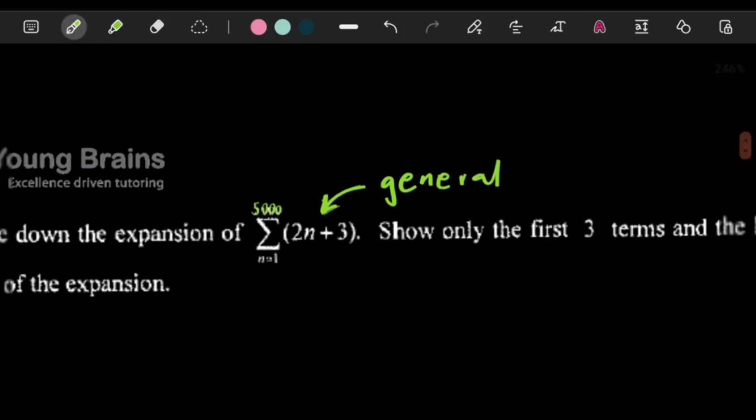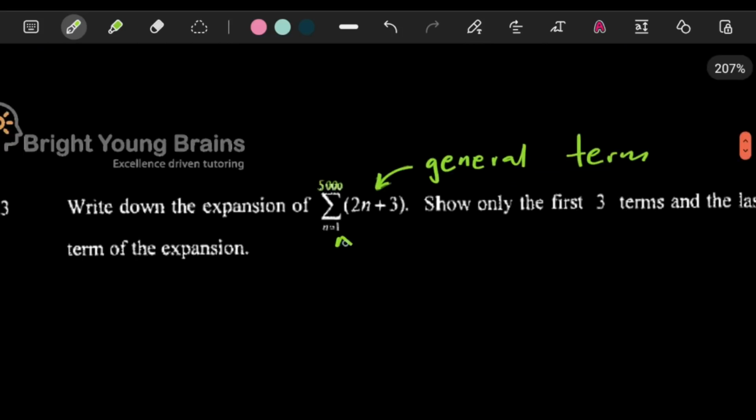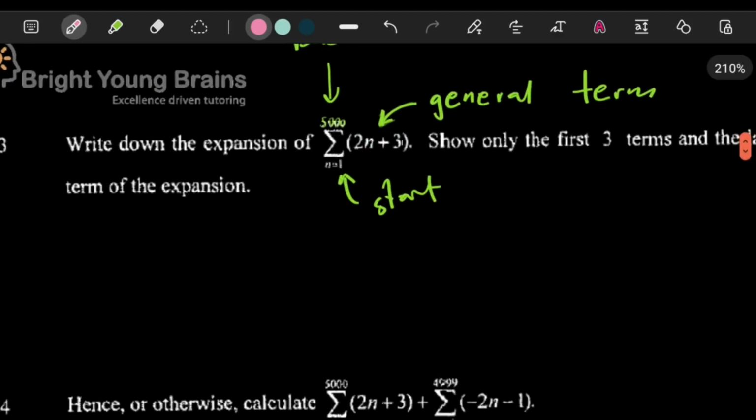I zoomed in too much here. Now even writing is not nice. This is your general term. You're starting to add up numbers from 1, and then you're ending up until 5,000. Because you're starting from 1 and you're adding up to 5,000, that is a proper big deal. So the first 3 terms, you're going to put 1, 2 and 3 where n is.